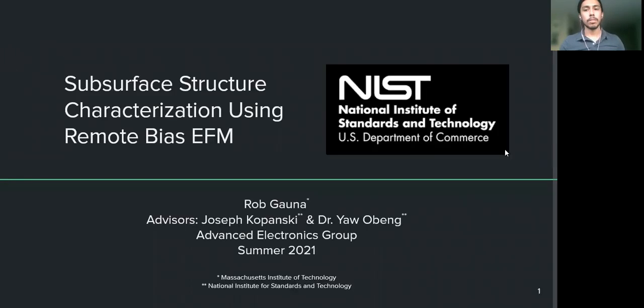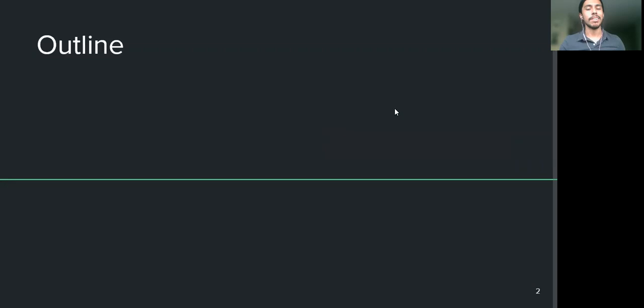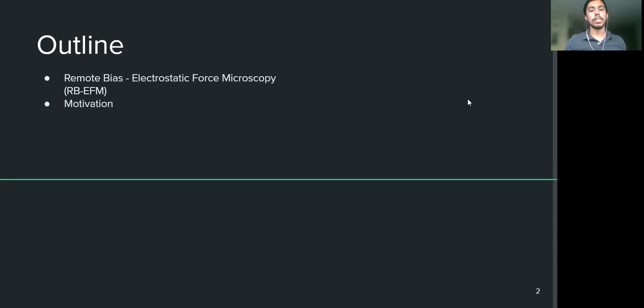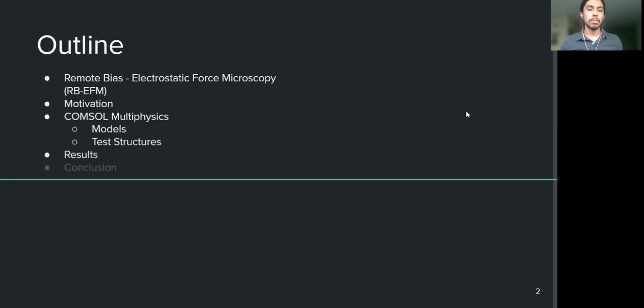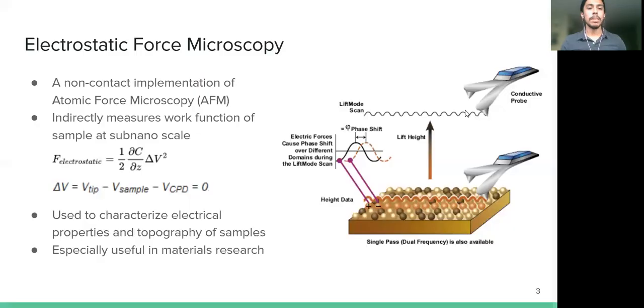So first, a quick outline of what I'm going to be presenting today. I'm going to be showing you what exactly remote bias electrostatic force microscopy is, some motivation into why we want to use this technique, some of the models that I used in COMSOL Multiphysics, as well as the test structures that we were interested in, some of the results I got, as well as just some conclusions I want to show.